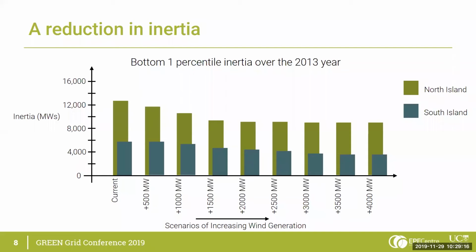So in this plot here, I have shown the inertia for a series of scenarios. The minimum inertia is defined as over that year of 2013, particularly for this graph, what is the bottom 1 percentile that the inertia reaches. So for our current situation on the far left, we reach about 12,000 megawatt seconds in the North Island and roughly just about 6,000 megawatt seconds in the South Island. As we increase that wind penetration up to about 2,000 megawatts, our inertia reduction plateaus, and that's because of our hydro resources and geothermal resources that we have. They are not likely to turn off.